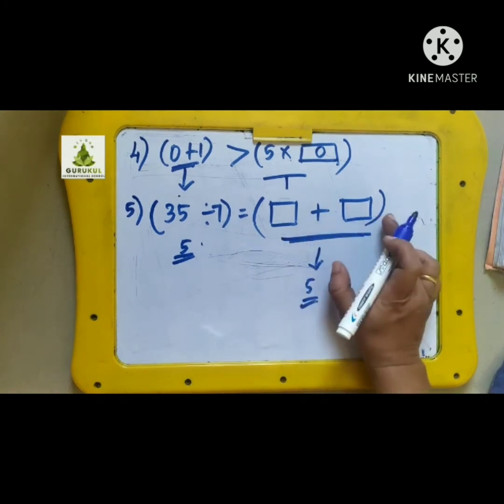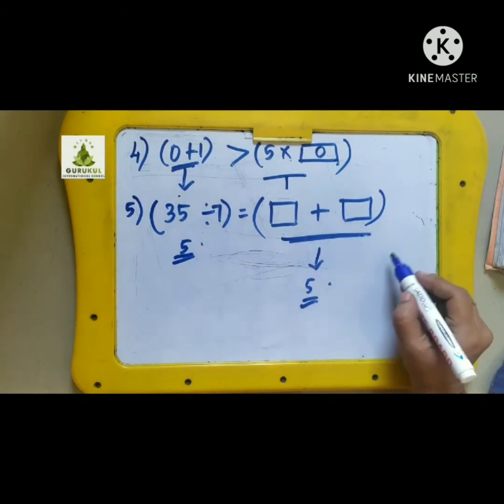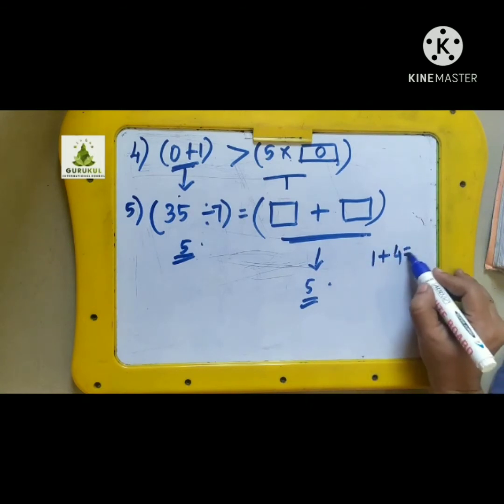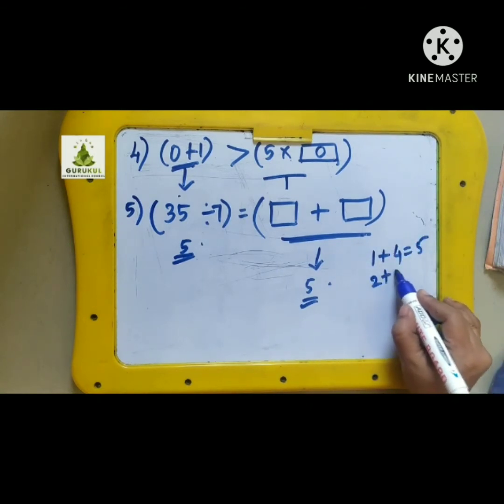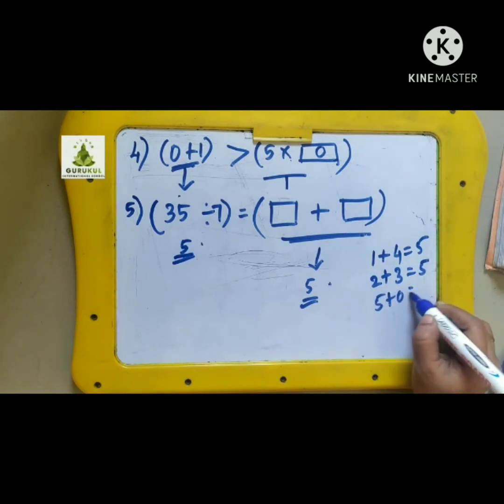Now here if you want the answer as 5, what two numbers can you decide? You can decide 1 plus 4 is equal to 5, or you can decide 2 plus 3 is equal to 5, or you can say 5 plus 0 is equal to 5.